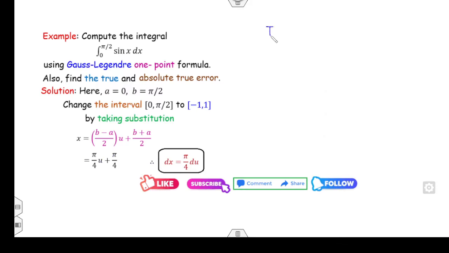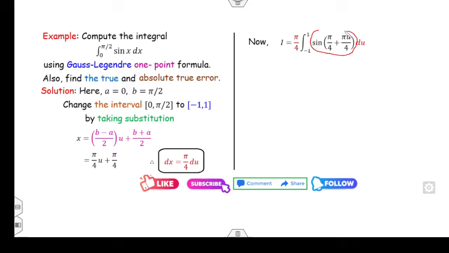I can substitute all these values in the given function. It's the integral from minus 1 to plus 1 of sine of x, where x will be pi over 4 into u plus pi over 4, and pi over 4 of du. Fine. Now the limits are from minus 1 to plus 1. This function will be my f.